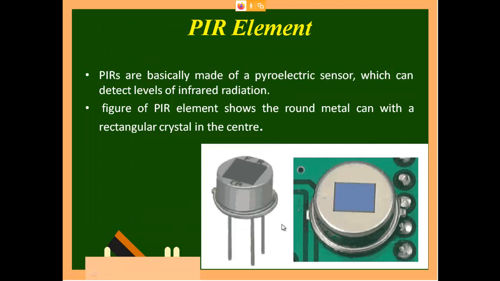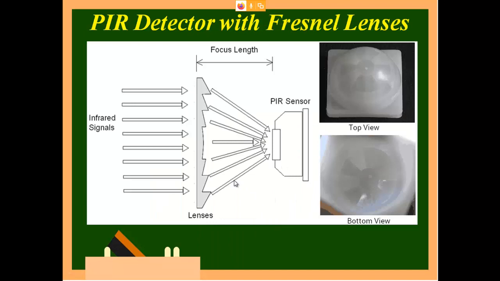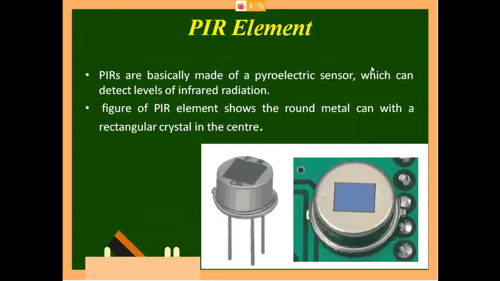And the real PIR sensor, when removing the cap and all, this cap is nothing but what I have told as your focusing lens. If I remove the lens, this will be the appearance of your PIR sensor. So it is basically made up of a pyroelectric sensor which can detect the level of infrared radiation. The figure of the PIR element shows a round metal can with a rectangular crystal in the center. So it is a crystal basically.